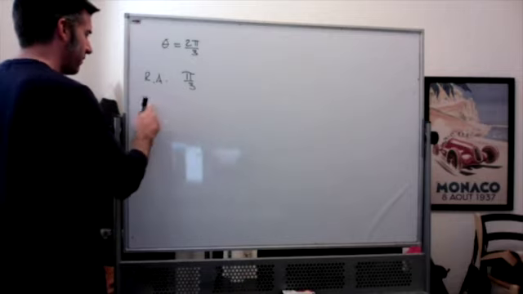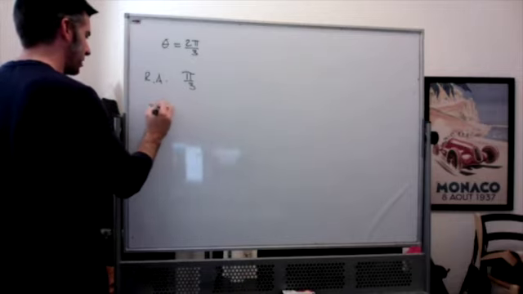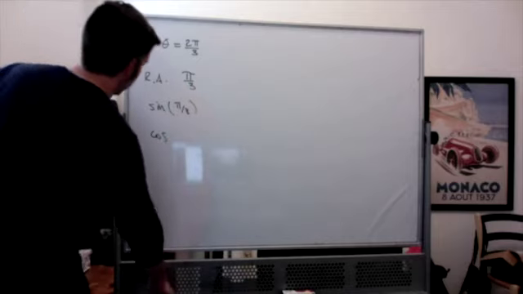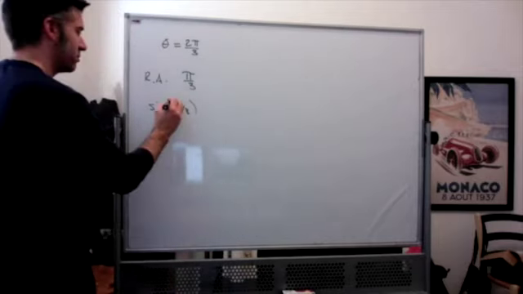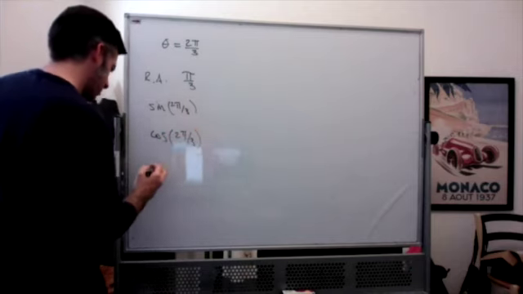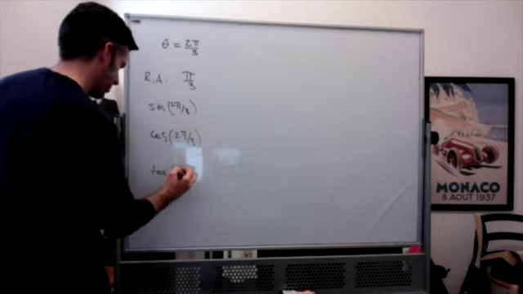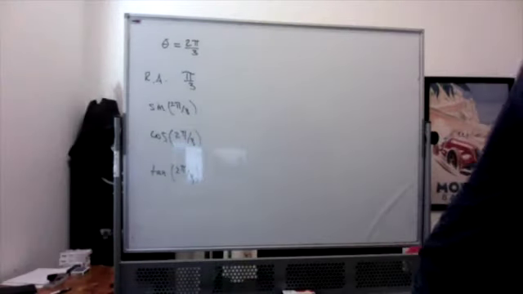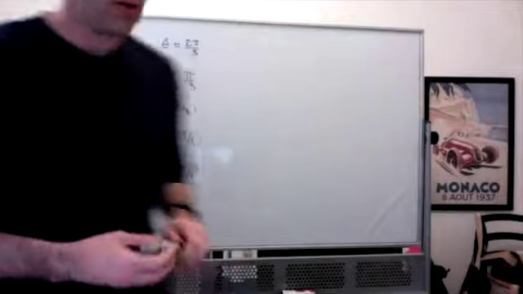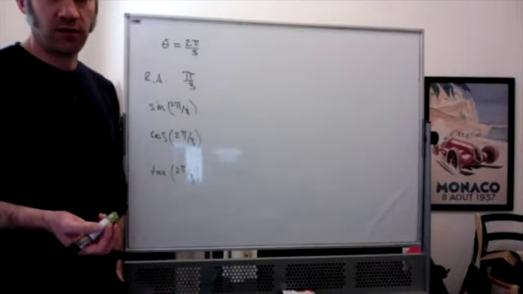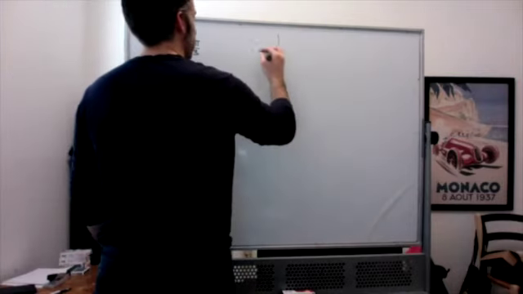So to find sine and cosine and everything for this angle, we're going to use the reference angle and the quadrant. So 2 pi over 3 is in quadrant 2.